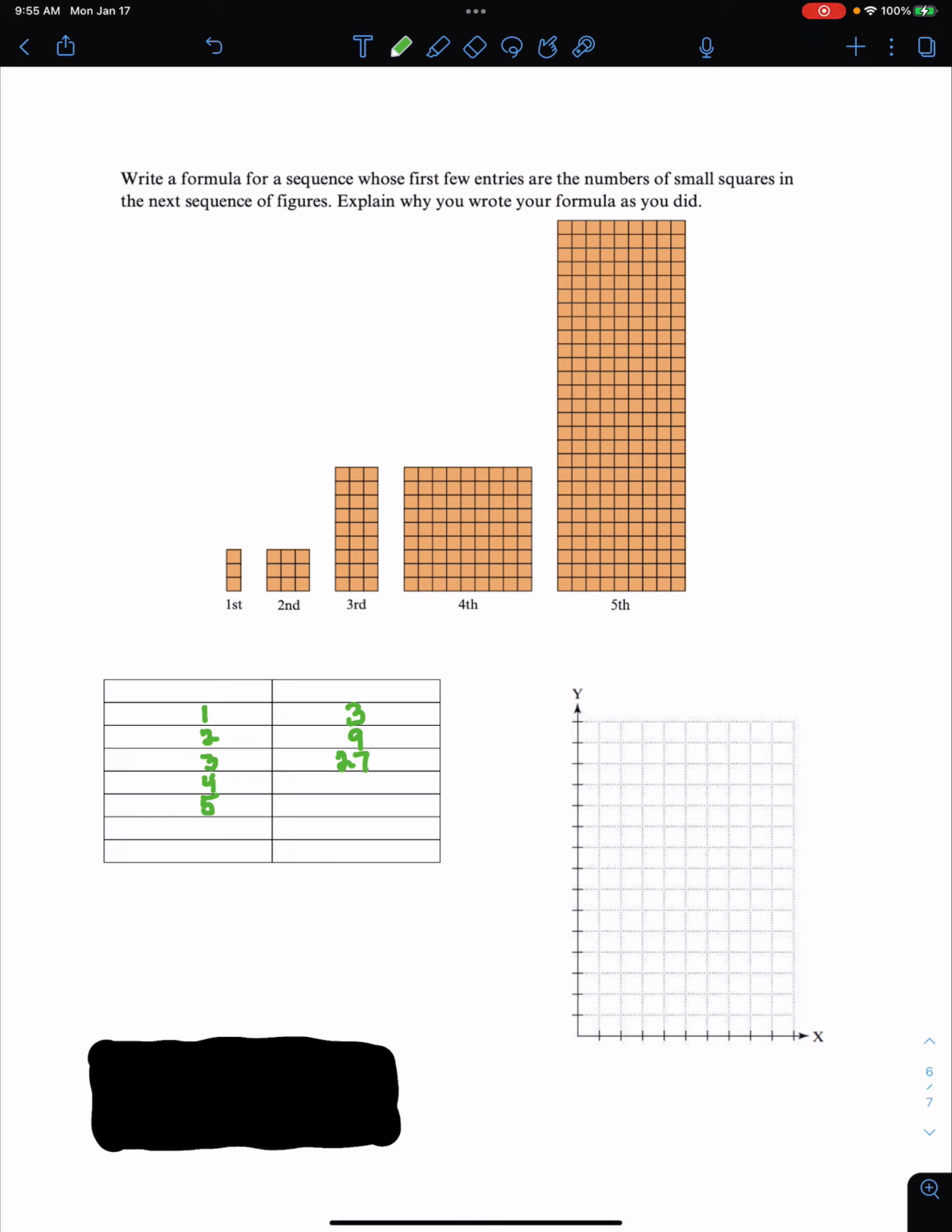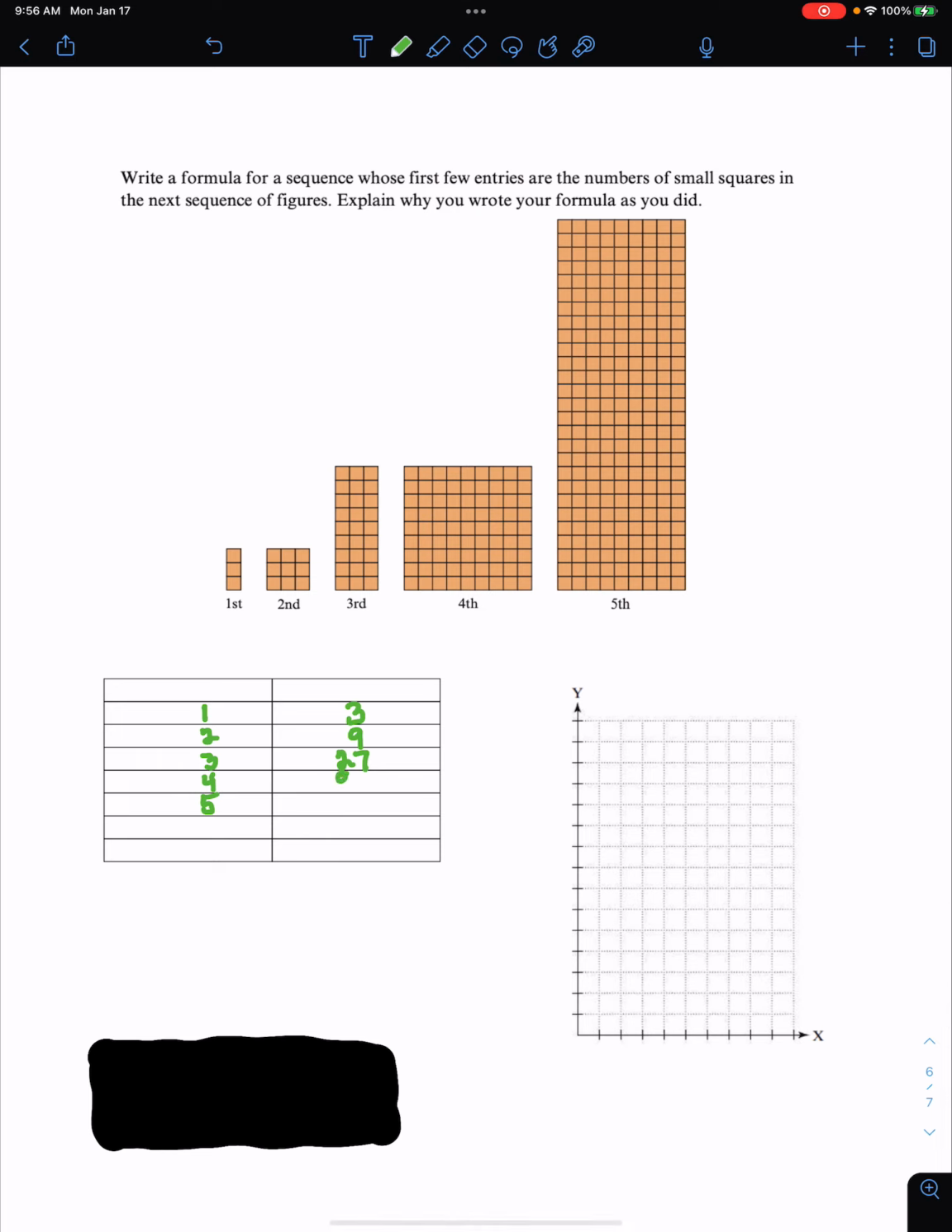Fourth, if you want to count them all, or if you want to do a little area, length times width, I can tell you it is going to be 81 boxes. And then our last one, a little more difficult to count, but I can tell you it is 243 boxes. So, how is our geometric sequence changing?